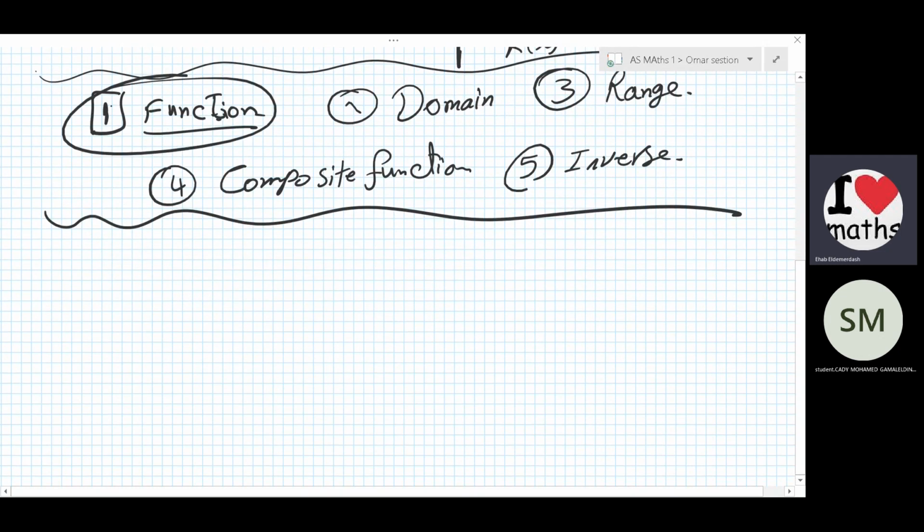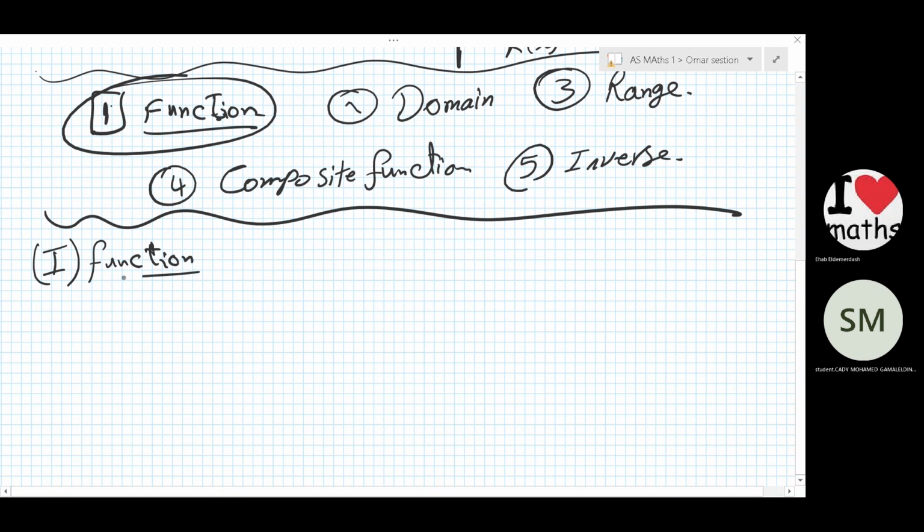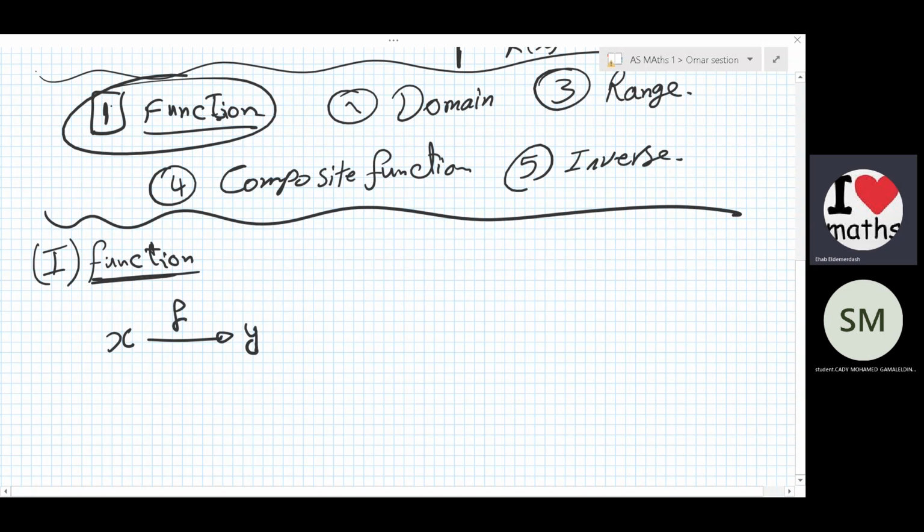What is the function? The function, as I told you, is the relation. It is the relation connected between two items. If I talk about the first part, which is the function, I'll say the following: I have x that will go to y through a relation. This relation we will call f.